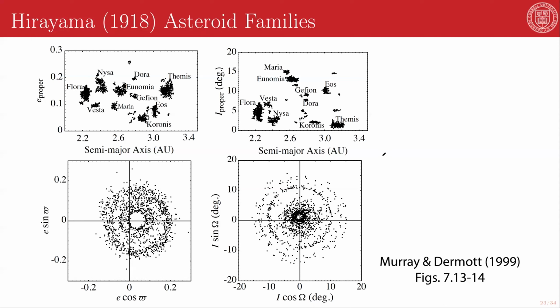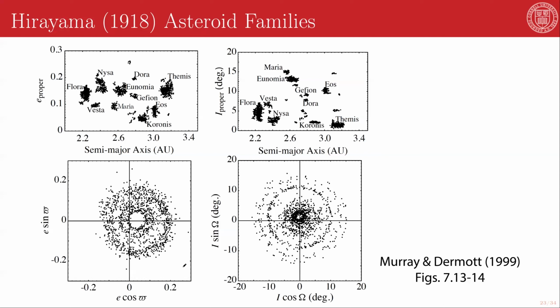Anytime a new asteroid is discovered today, as soon as there's sufficient data, its proper elements are calculated, and most frequently it is assigned to an existing family. Approximately half of all known asteroids are thought to be members of one or another family.